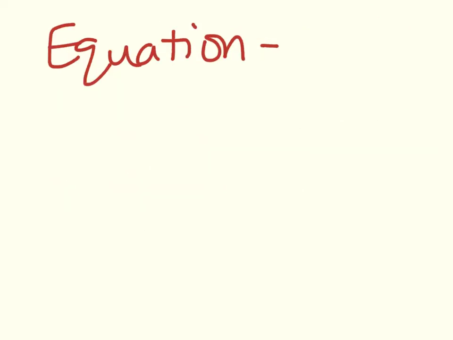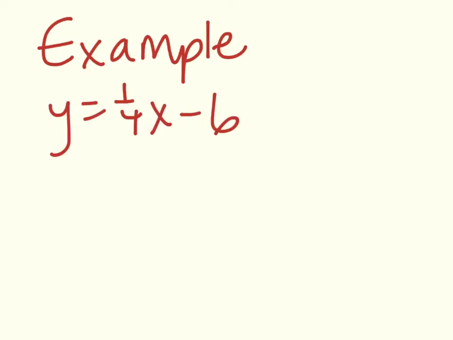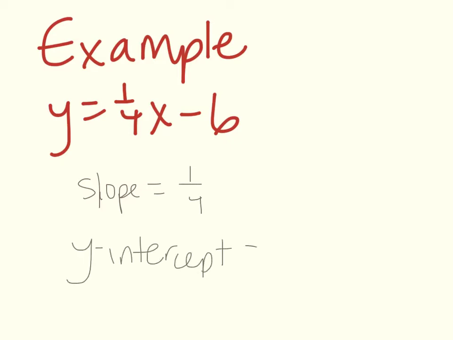The equation of the line in slope-intercept form is y equals mx plus b. And like we just said, the m is the slope and the b is the y-intercept. Okay, so example, if I looked at y equals 1/4 x minus 6, I would say, okay, the slope equals 1/4 and the y-intercept equals -6. And we'll talk about how we graph those in just a minute.